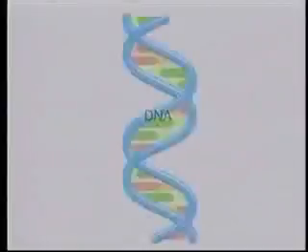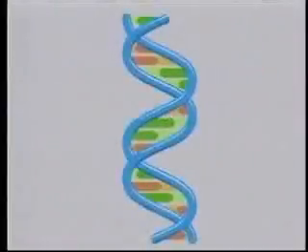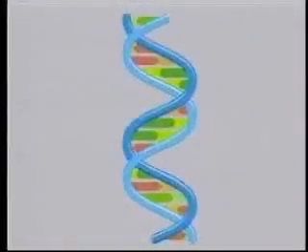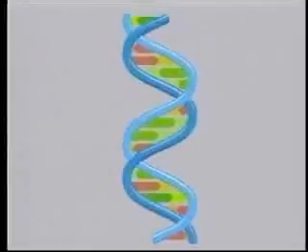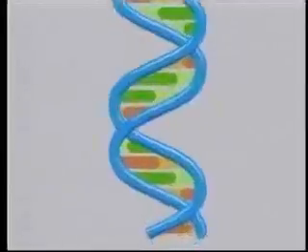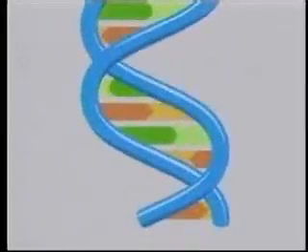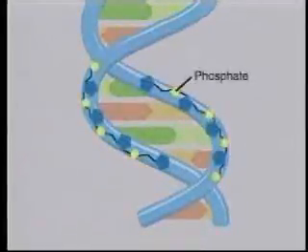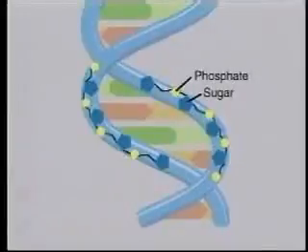Deoxyribonucleic acid, or DNA, is a molecule made up of two long strands. The strands wrap around each other, forming a double helix. The DNA double helix resembles a twisted ladder. The sides of the ladder are formed by alternating phosphate and sugar groups.